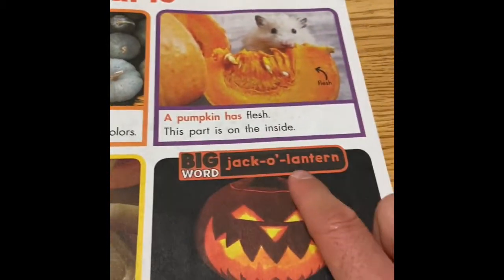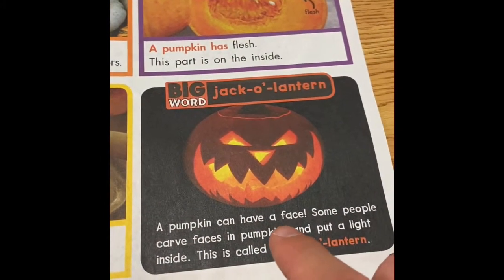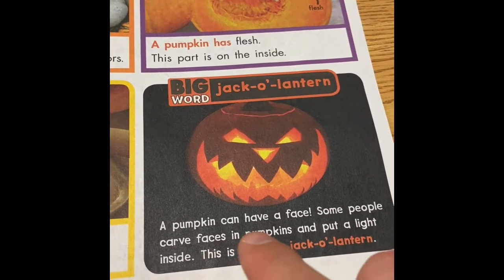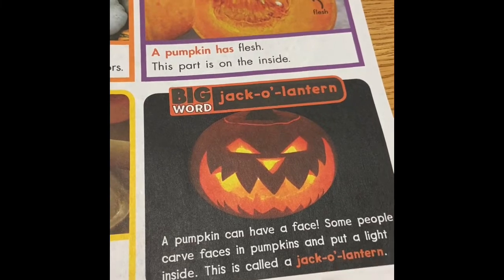Big word, jack-o'-lantern. A pumpkin can have a face. Some people carve faces in pumpkins and put a light inside. This is called a jack-o'-lantern.